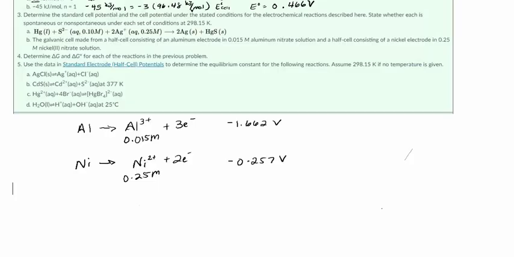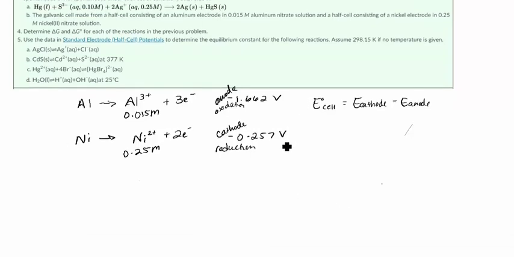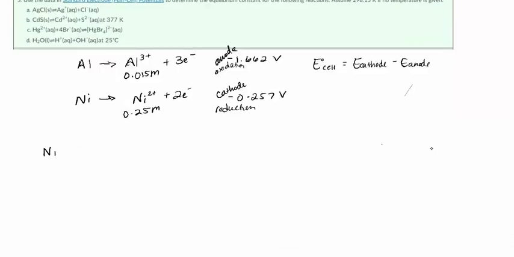Now the E naught of the cell is going to be the cathode minus the anode. So which is going to be our anode and which is going to be our cathode? Well, remember, the more positive, the more likely to be the cathode. So in this case, we're going to call this one the cathode, and this one is going to be the anode. That means this one will be oxidation, and this one will be reduction. So when we write this out, the overall reaction, we'll write our nickel out as reduction, and our aluminum as oxidation.